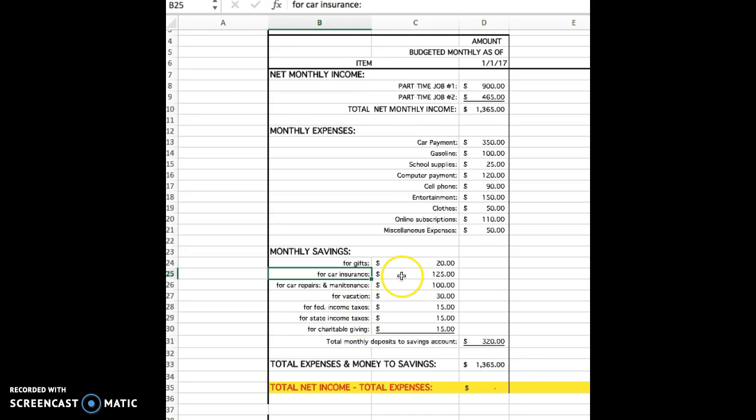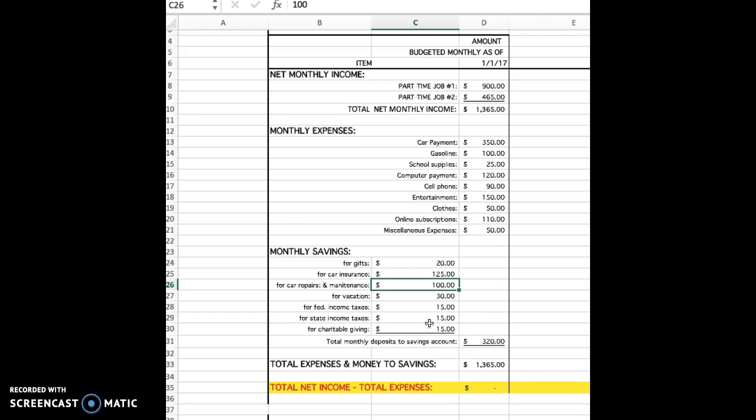So we are budgeting $125 a month for car insurance. And at the end of 6 months, hopefully we'll have enough money to make that payment. Car repair and maintenance. Again, this is not necessarily every month, but we need to put money aside. In this case, the person is saving $100 a month for car repairs and maintenance.